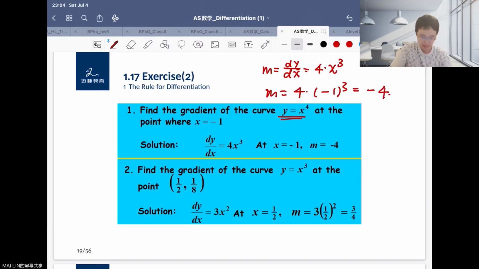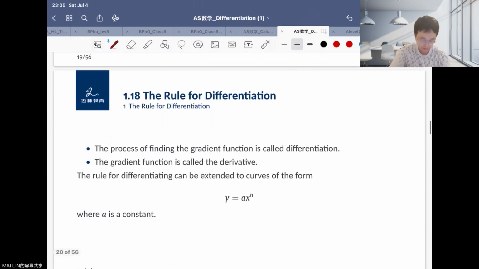Also in the second problem, y equals x cubed, the differentiation or gradient equals 3 times x squared. You can put x equals a half into it, and we find the gradient equals exactly 3 over 4.